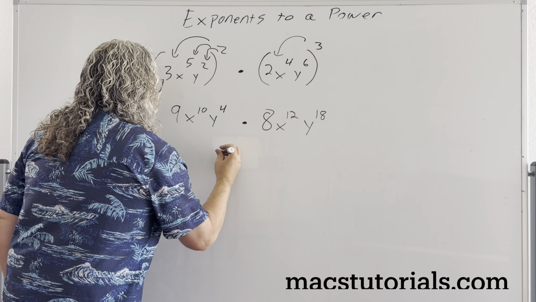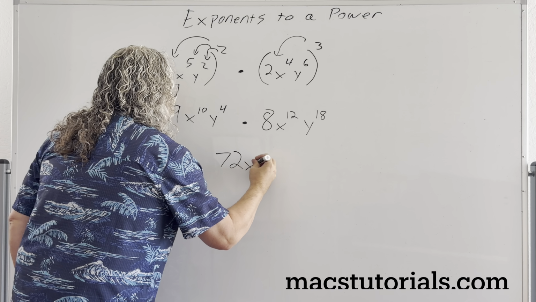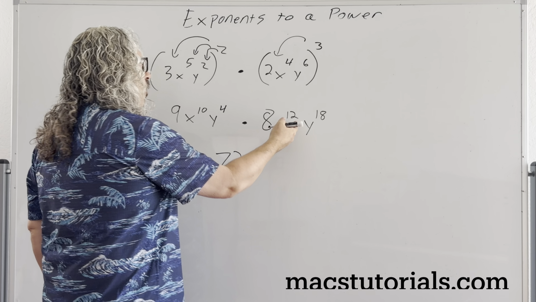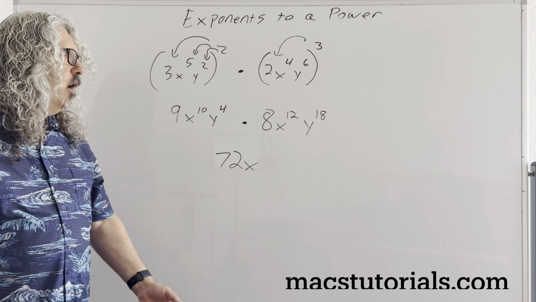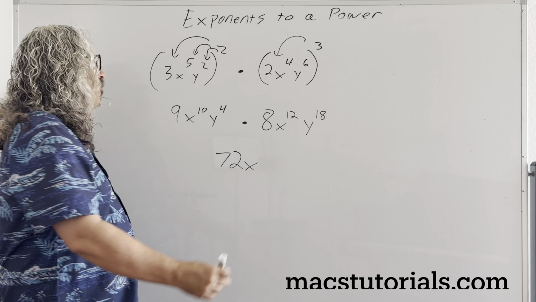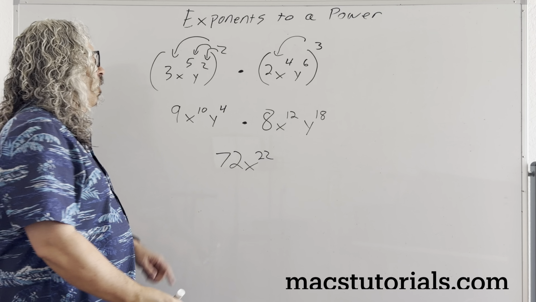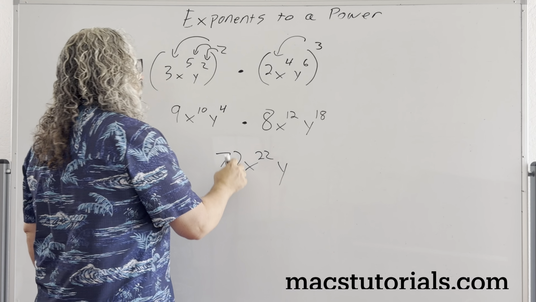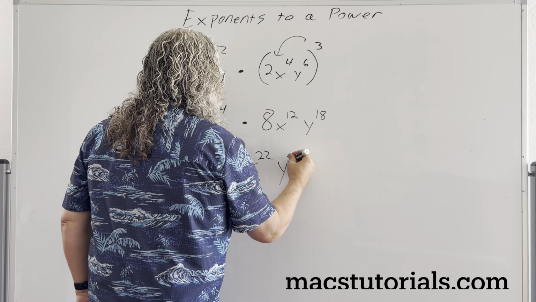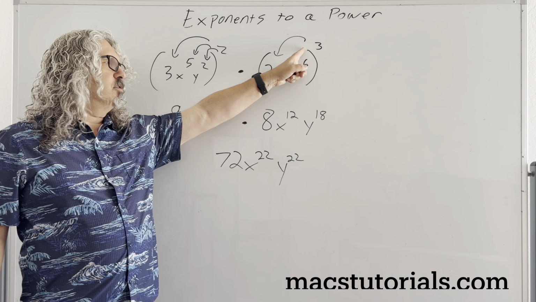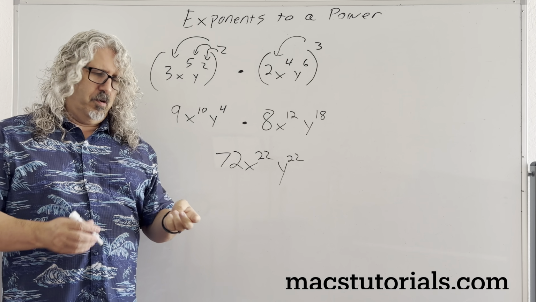Now, we're multiplying. 9 times 8 is 72. I'm going to have an x. Now that we're multiplying, what do I do with the x's? Is that x to the 120? No, because we're multiplying. When we multiply, we add. Let's do the y's. We're doing a y times y. 4, 18, that's also going to be a 22. We just add. So this is the situation where you multiply, and this is the situation where you add.